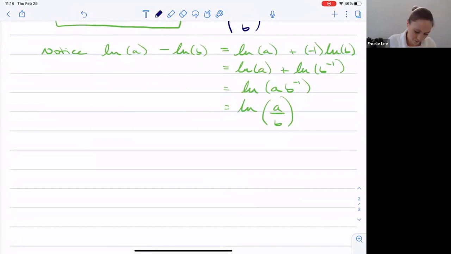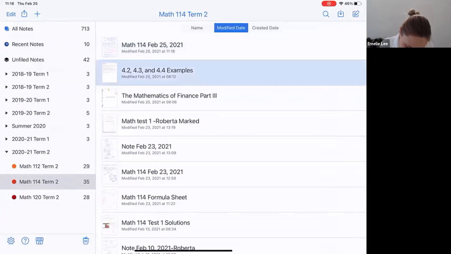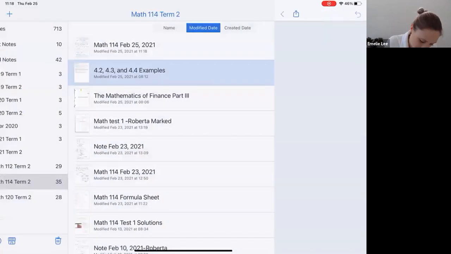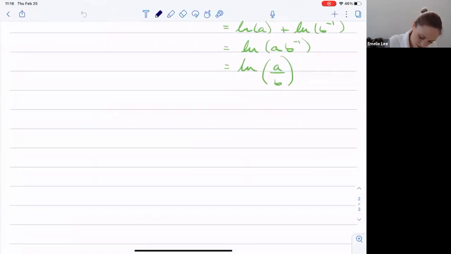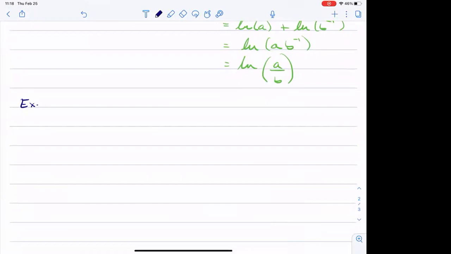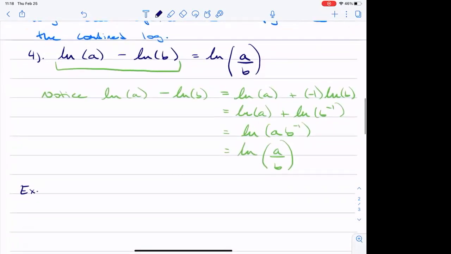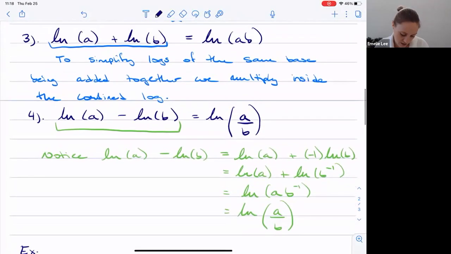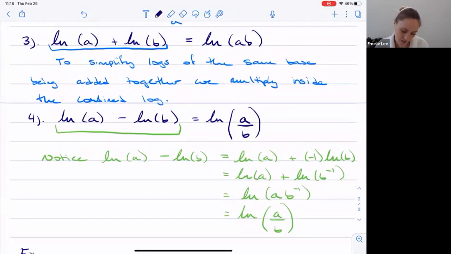Did I start with, no, not yet. Okay, so just a quick example. Emily, are you able to write an explanation just like you did with 3? Yes. Thank you. It would be the same, but if they're being subtracted, then you divide.